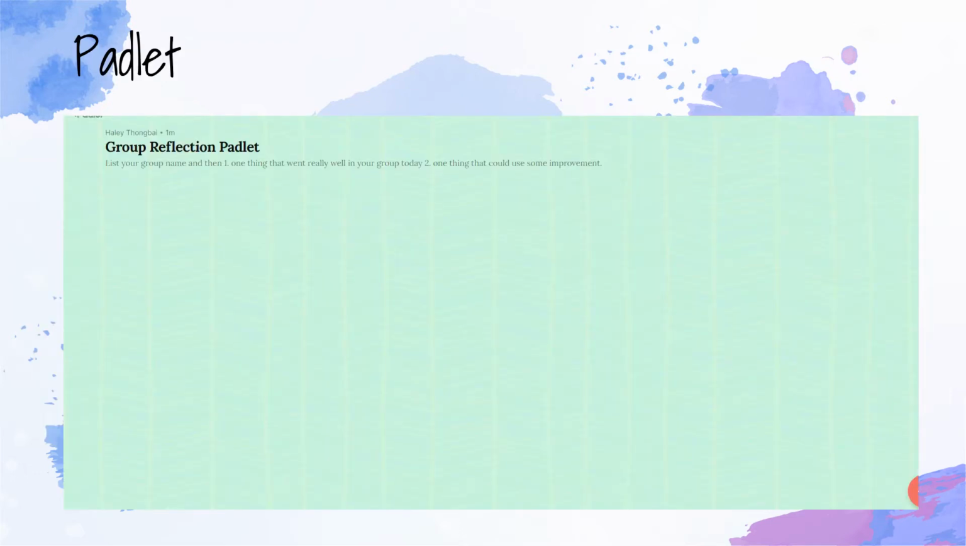Another form of reflection that I had them do was a Padlet. Now, at some points they were working individually, but at this moment they were working in a group, and I wanted them to reflect as a group and talk about one thing that their group did really well and one thing that their group could use some improvement on. And I made sure to explicitly state in their instructions on our learning management system that it did not need to include any specific names or any conflict that was going on within the group, but what is something about their investigation that they could have planned better or carried out better, or different materials they could have used.